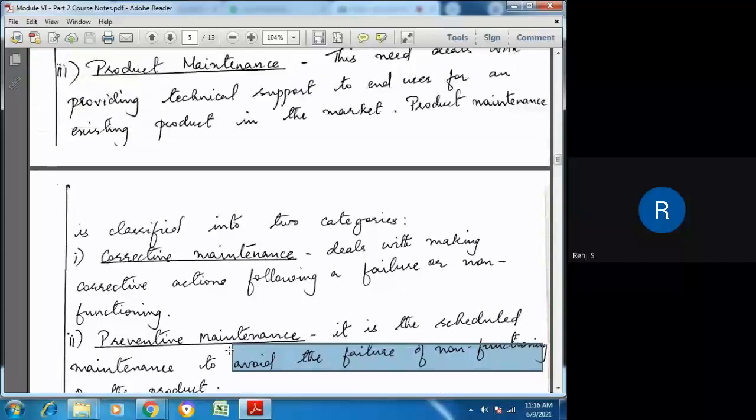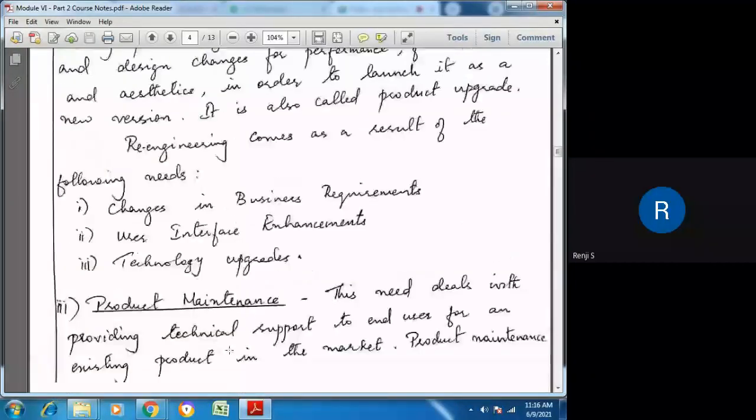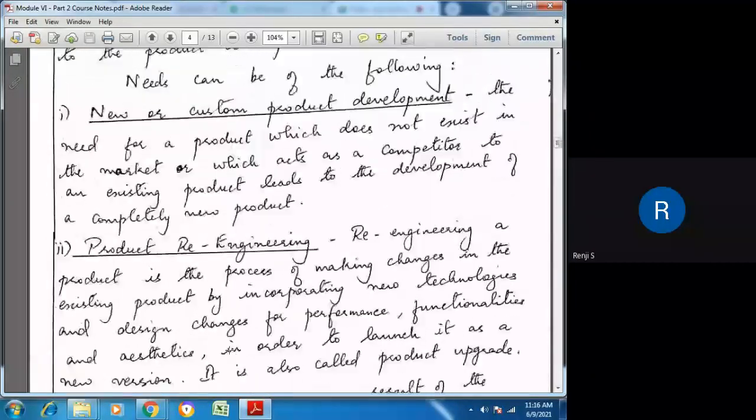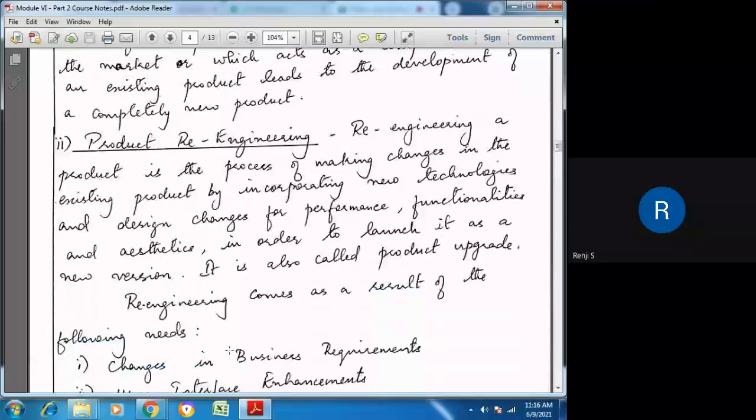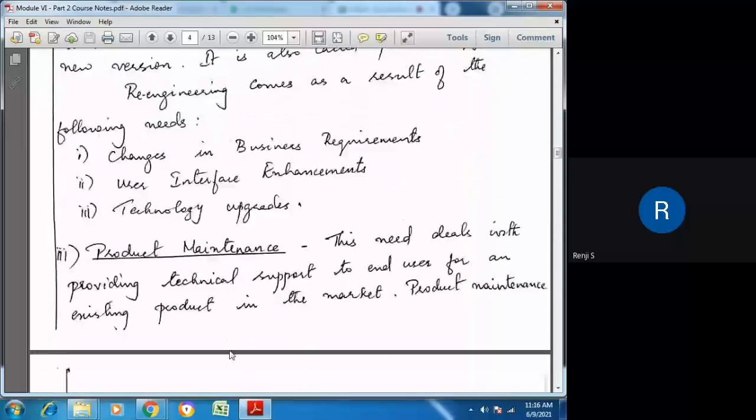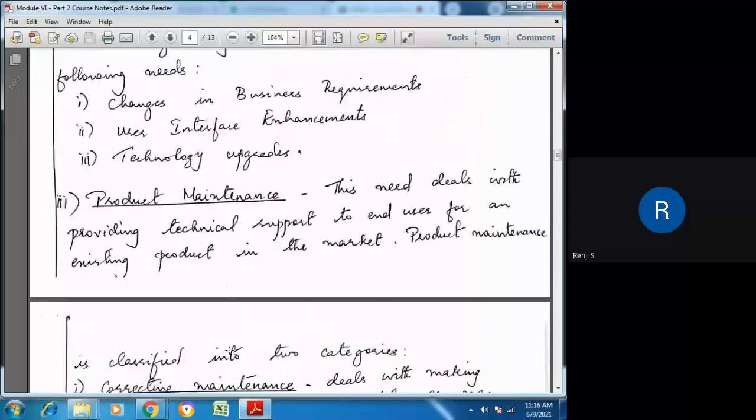So these are the three needs that can arise. One is the need for a new product, next is the need to upgrade a product, and next is the need for maintaining the product.